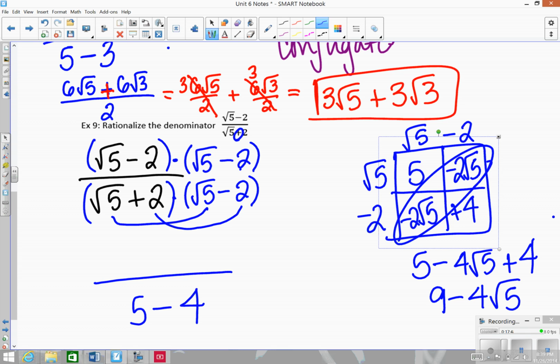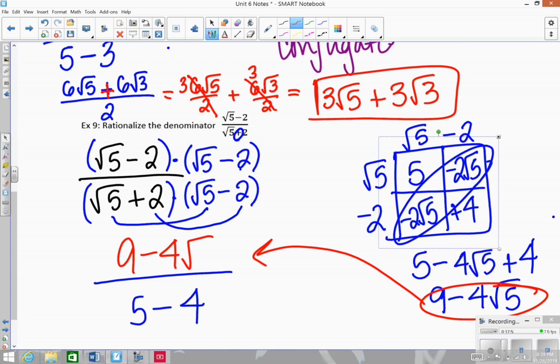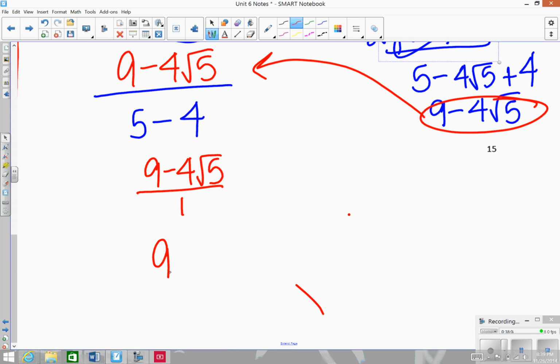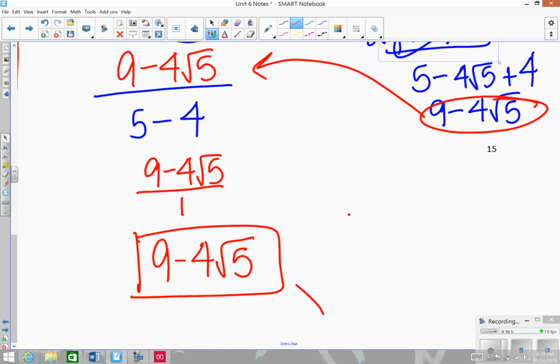So I'm just going to put this back into my problem over here. So I have 9 minus 4 radical 5. And then we're just going to simplify this. So up top I'm going to stick with the 9 minus 4 radical 5. On the bottom I'm going to have 1, which really means I don't really need that 1, because if you divide anything by 1, it's just going to be whatever you started with. So you end up with 9 minus 4 square root of 5. And that's it.